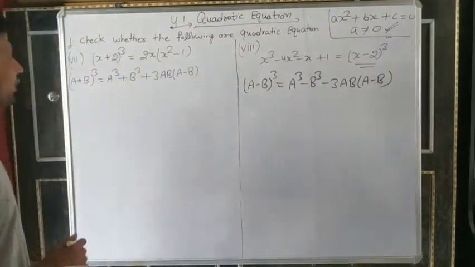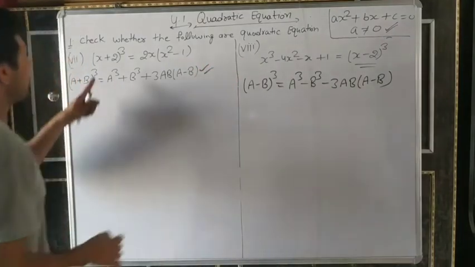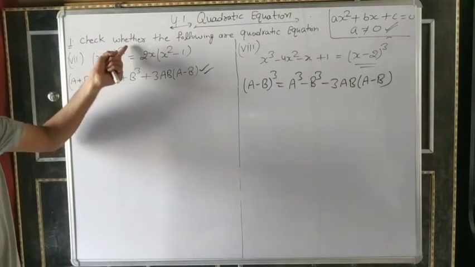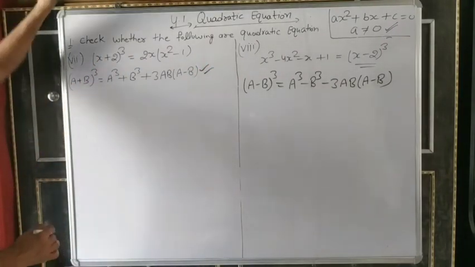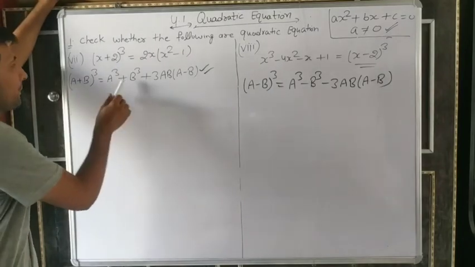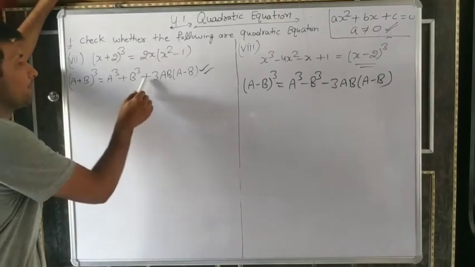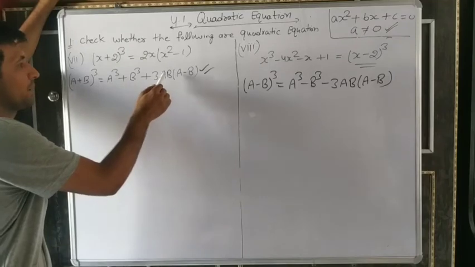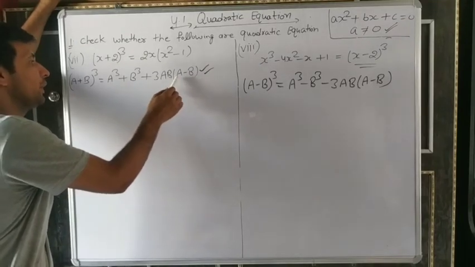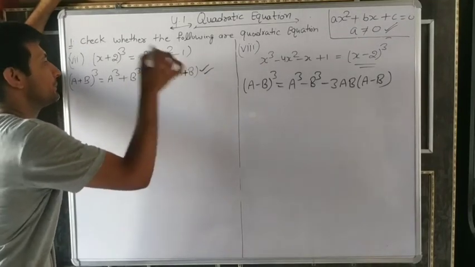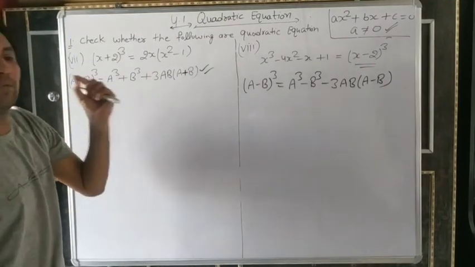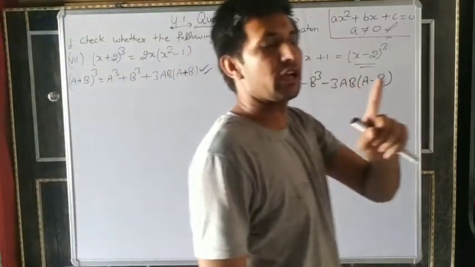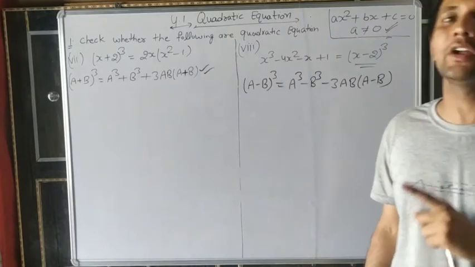So you have to remember one formula, dear. (A plus B) whole cube. So how will you open? First number cube plus second number cube plus 3 into first number into second number into (A plus B). This formula we have already discussed in 9th class exercise 2.5.